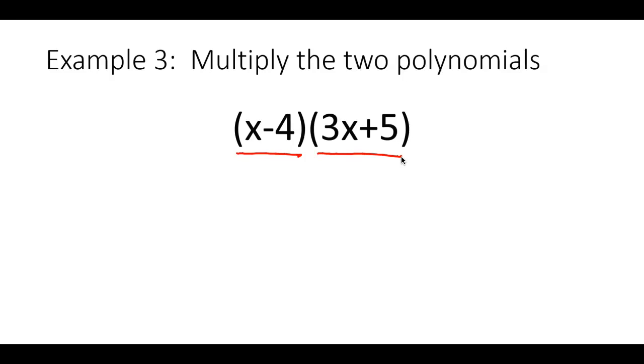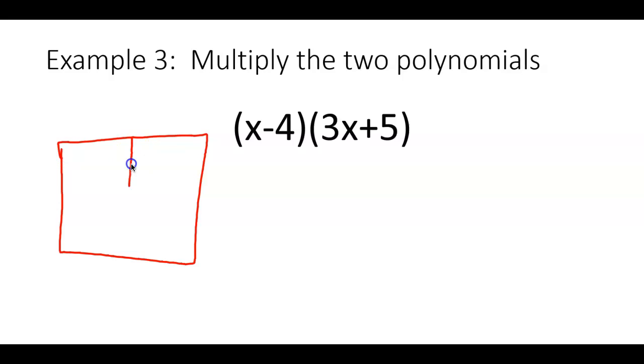So here we go. How many terms are here? 2. And how many terms are here? 2. So I need a 2 by 2 box. I need my box to be 2 long and 2 high. So that's going to look like this. I'll try to make it a little bigger so you guys can see more. I need a box that's 2 spaces long and 2 spaces high. A 2 by 2 box.